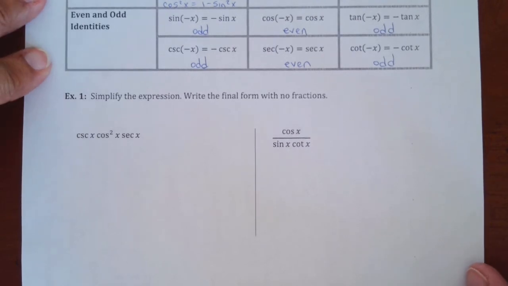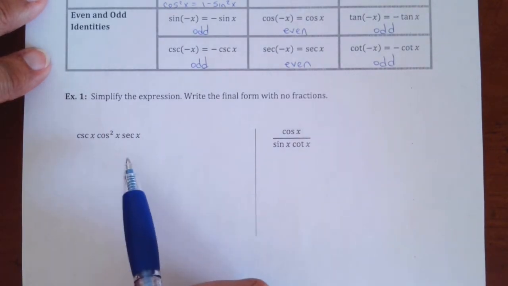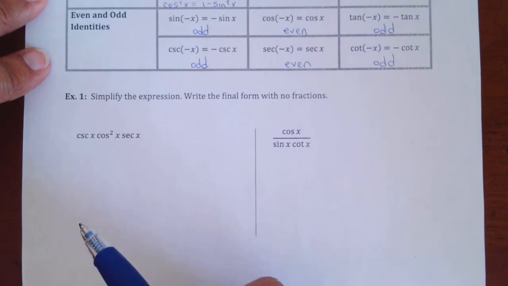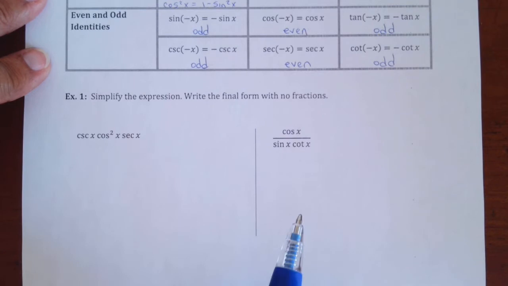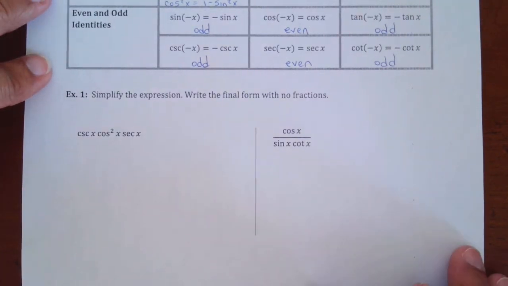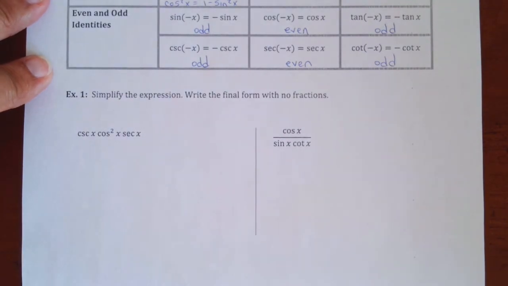And when you simplify, you're supposed to write your answer as usually one term and no fractions in it. Sometimes you'll get two terms, but very seldomly; usually the ones you're given will break down to a one-term answer. All right, so let's go look at them, and be very careful whether these are being multiplied or added. It's a big difference. All right, so the first one is cosecant x times cosine squared x times the secant x.